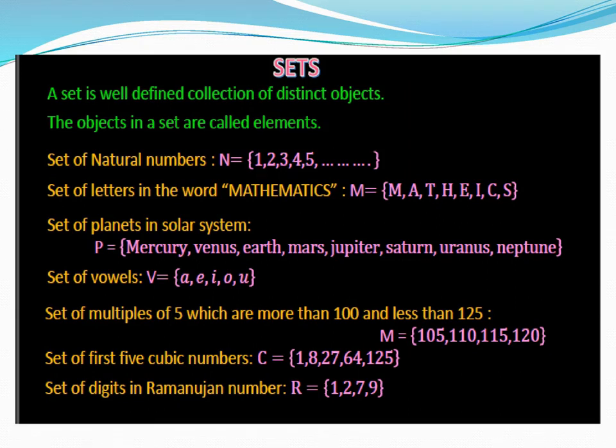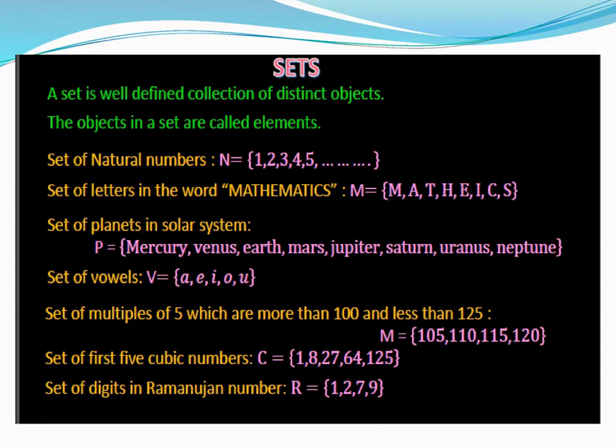Suppose we observe some examples. First, the set of natural numbers. You can write natural numbers N equal to the set of 1, 2, 3, 4, 5 and so on. You write the elements in between the braces and separate every element using a comma. And sets are denoted only by capital English letters.